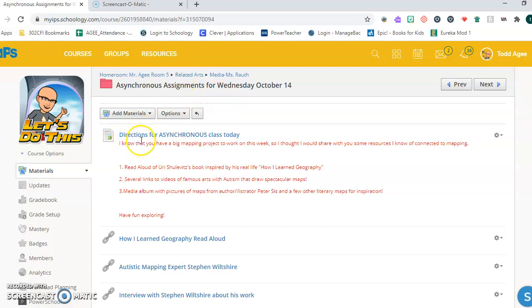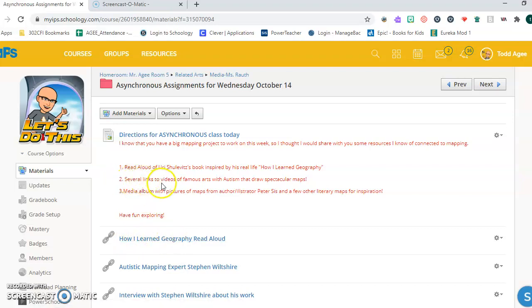And so she's got instructions here. She says, I know that you have a big mapping project to work on this week, so I thought I would share with you some resources I know of connected to mapping. One, there's a read aloud of Yuri Shulevitz's book inspired by his real life, How I Learned Geography. That's right here. Check this out. Open it up. Listen to the read aloud.